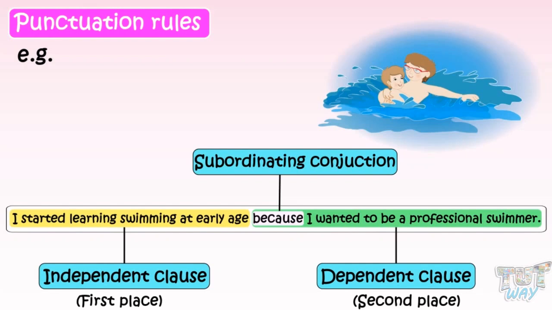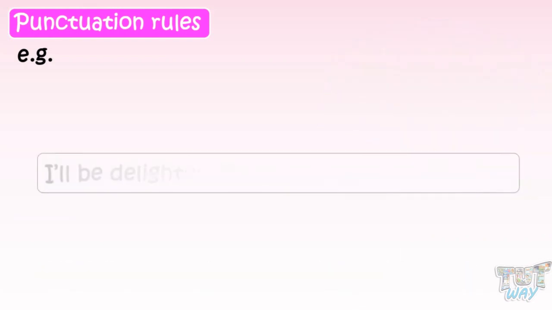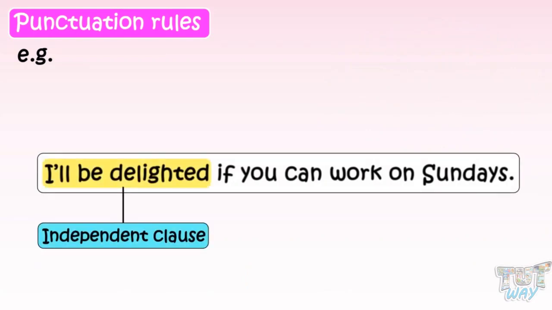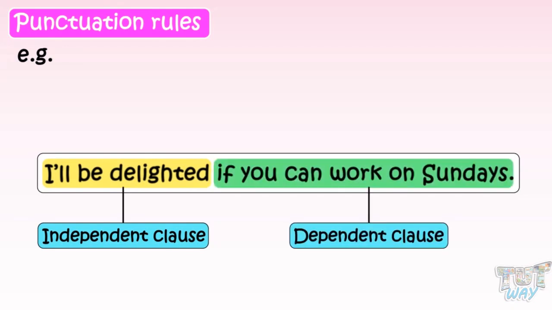Another example, I'll be delighted if you can work on Sundays. Here, the independent clause is I'll be delighted, and the dependent clause is if you can work on Sundays, which is starting with the subordinating conjunction if.